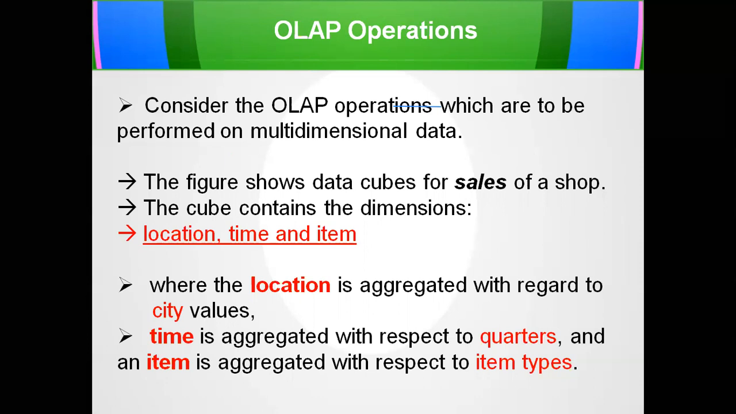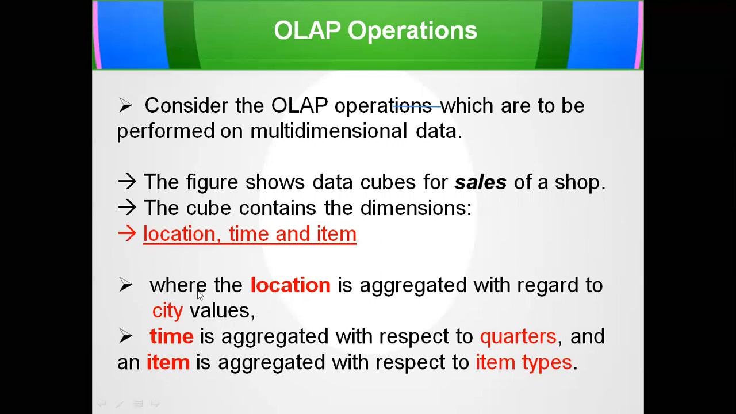Here we are considering the data cube for the sales of the shop. The cube contains the dimensions location, time, and item. As we know, my data warehouse contains only subject oriented data, so my subject for the analysis is sales data. This sales data contains three dimensions: location, time, and item. With the help of this example, we will discuss how these operations help you retrieve the aggregated data for the analysis.